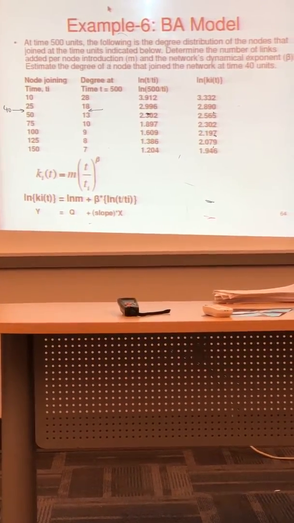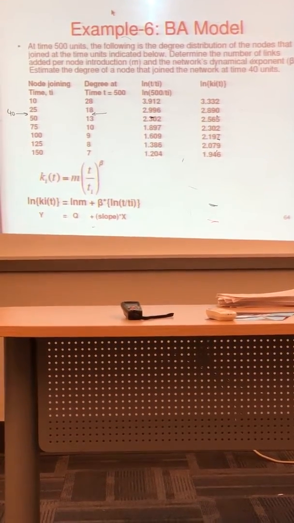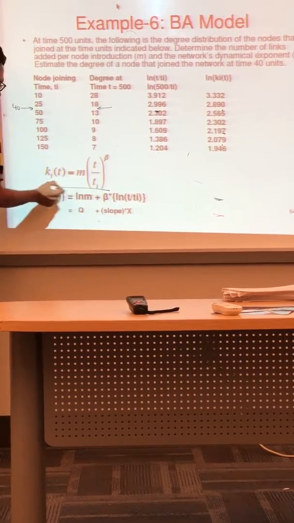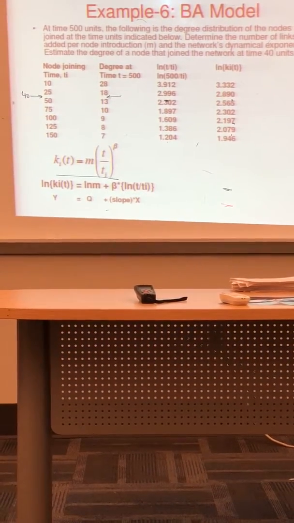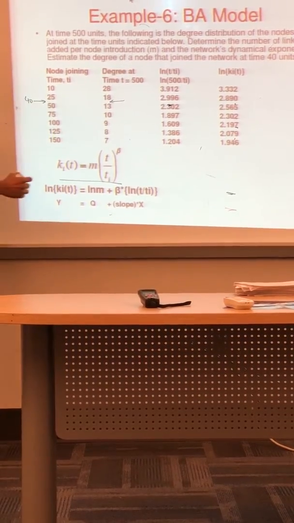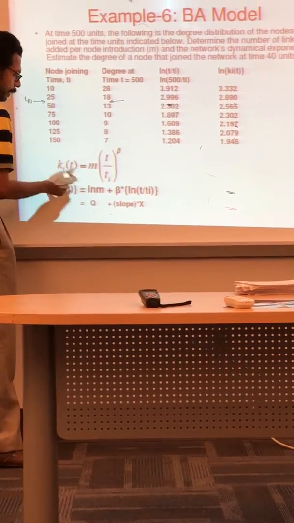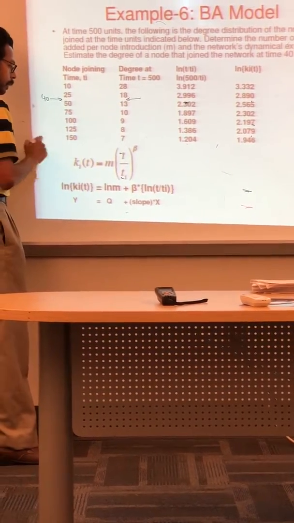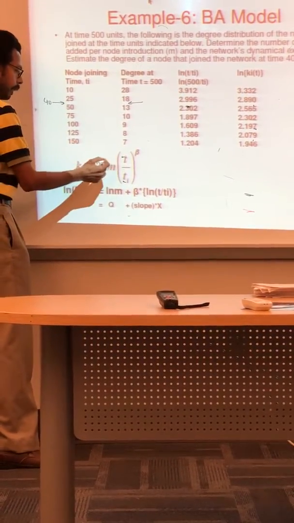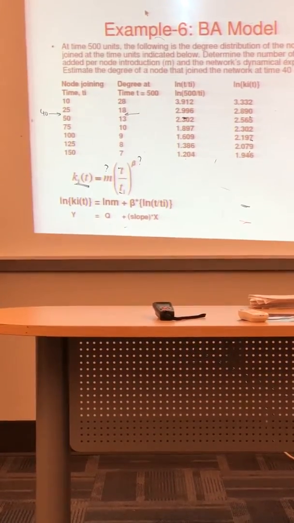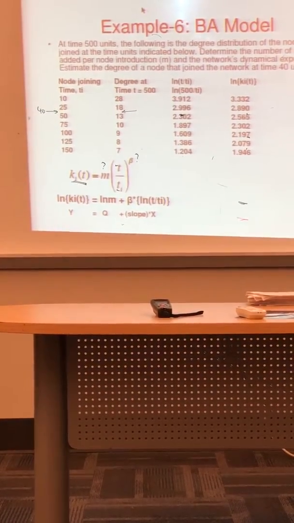So first of all, we need to know what model is used. So this is a BA model. So we have to use the corresponding degree formula. So Ki of t is m times (t over ti) to the power beta. So what is given here? Ti is given, t is also given, and the degree is given. So the unknowns are m and beta.